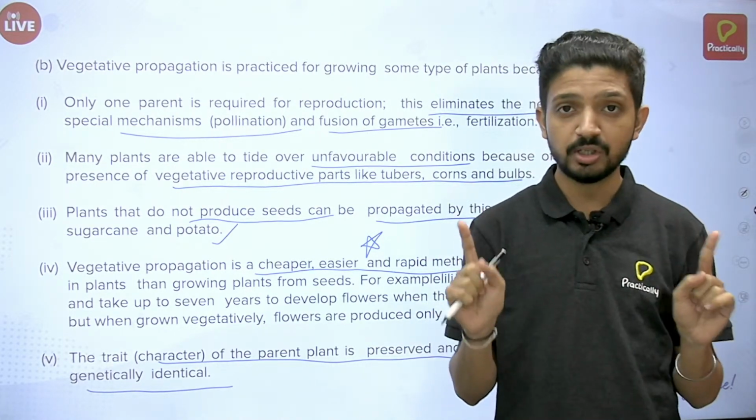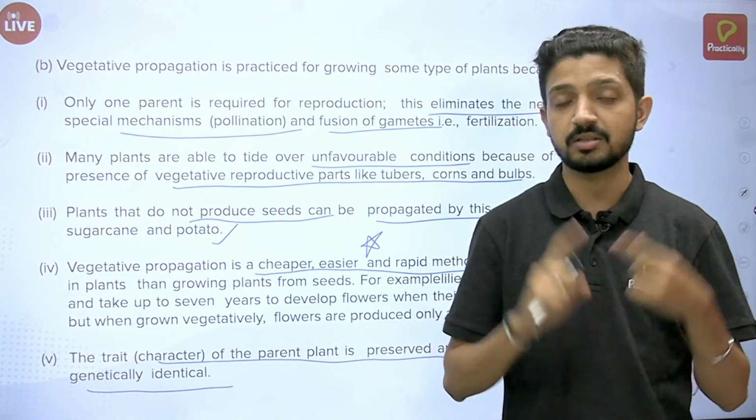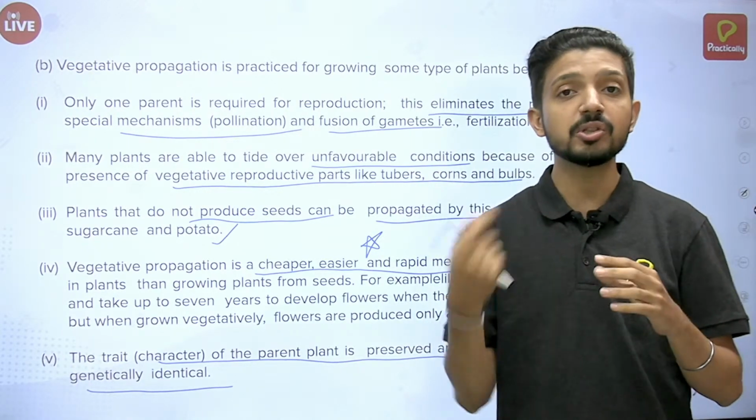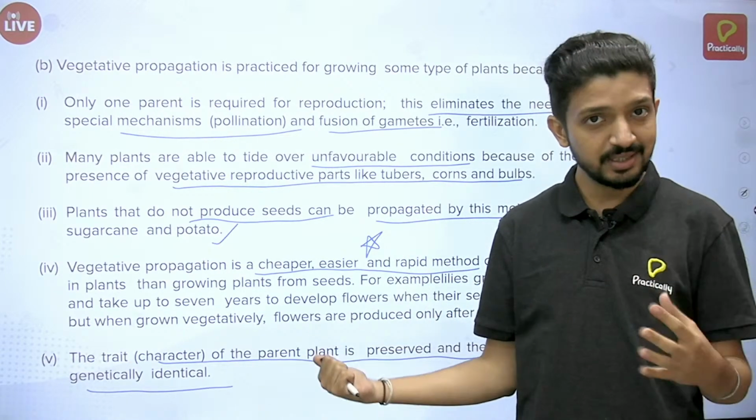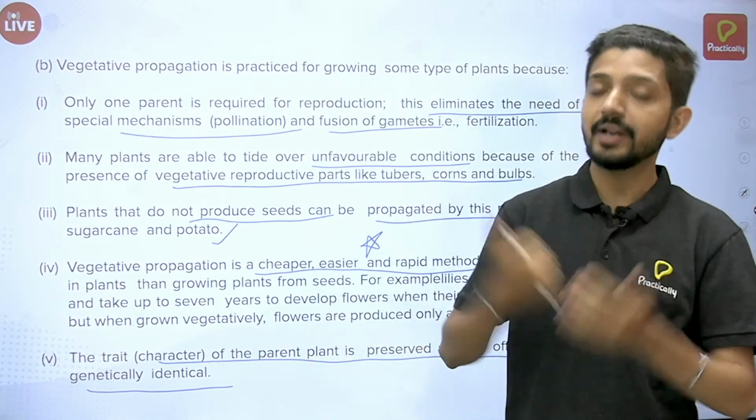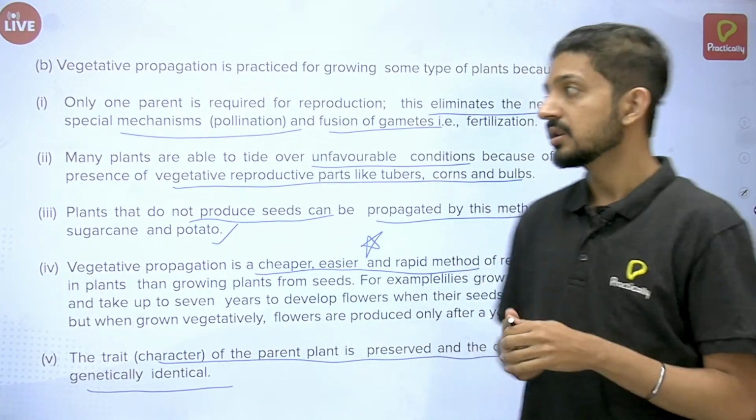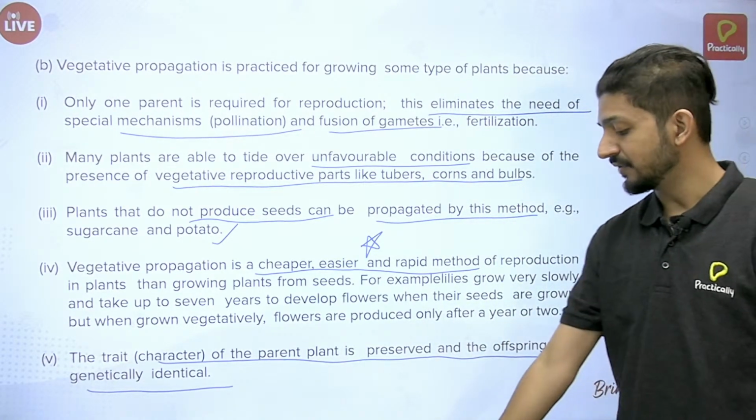Because in sexual reproduction, there is combination of characters. Both the traits get mixed. So the progeny will not have exact same trait of parent, it will have a mixture. But if you want exact same like that of parent, vegetative propagation will help out in that. Okay. So this answers our first question.